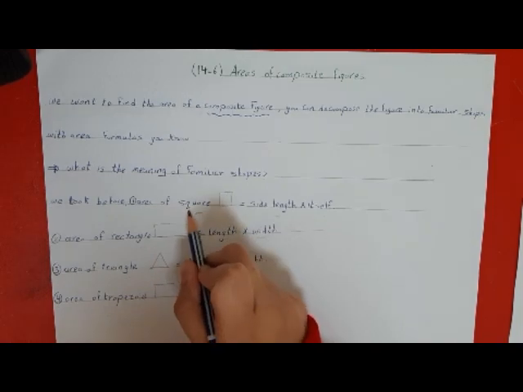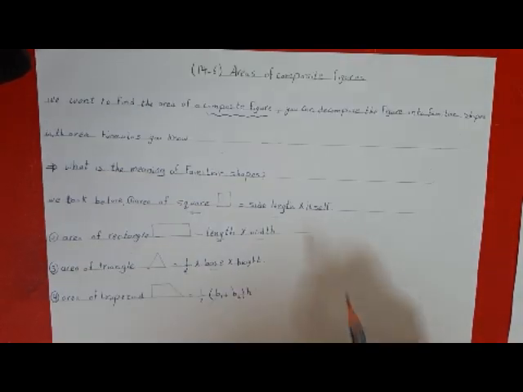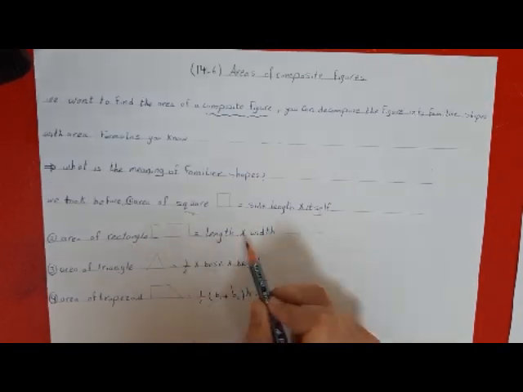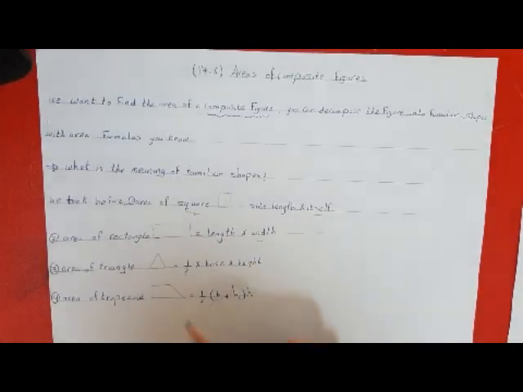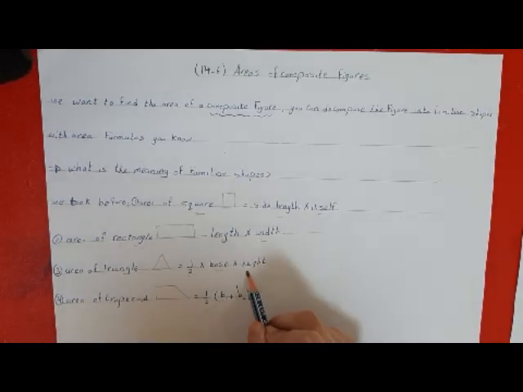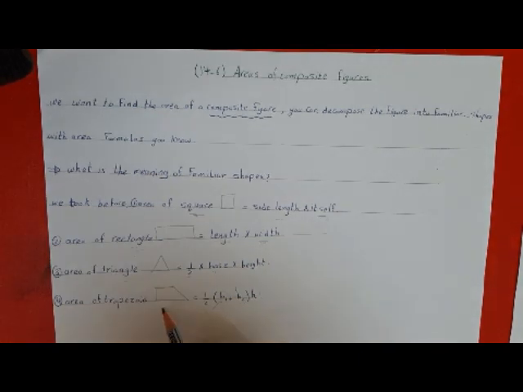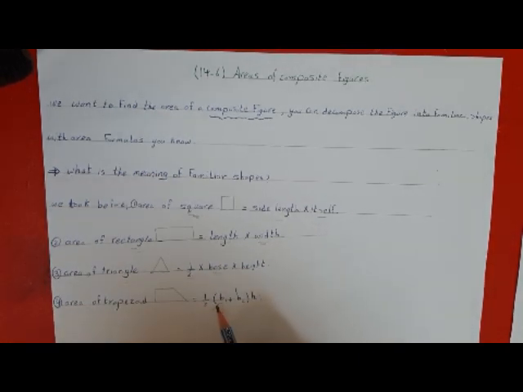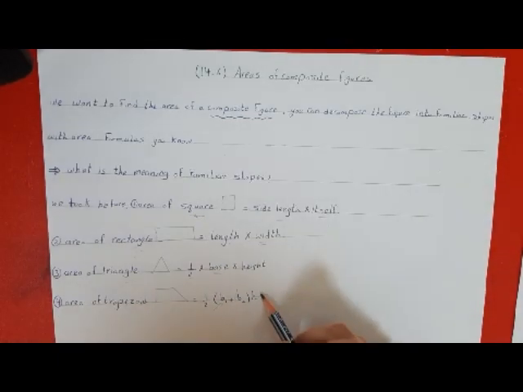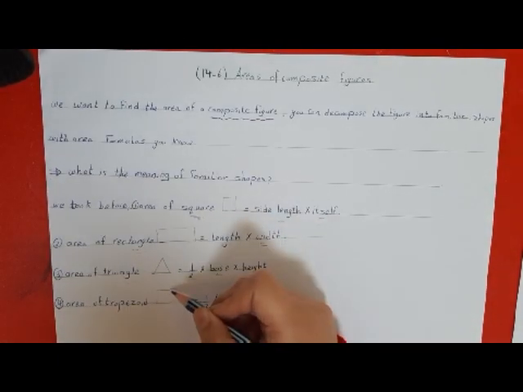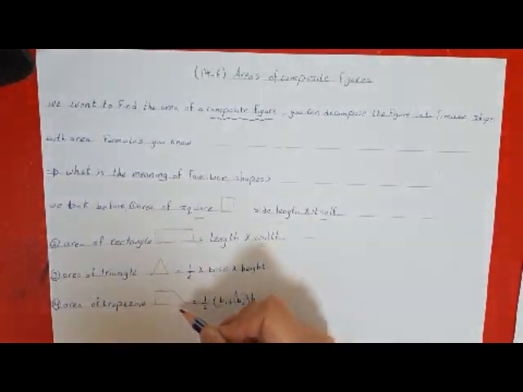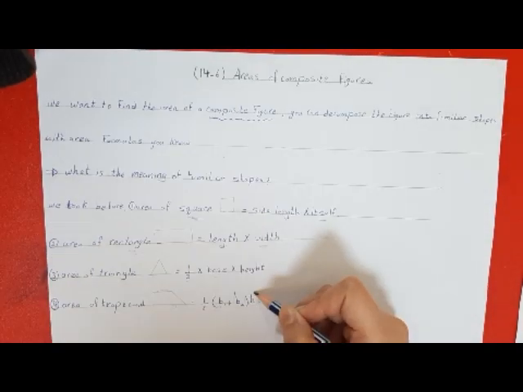We talked before about area of a square. Number 1, area of a square equals side length times itself. Number 2, area of a rectangle equals length multiplied by width. Number 3, area of a triangle equals half times base times height. Number 4, area of a trapezoid equals half multiplied by the sum of b1 plus b2, times the height, where b1 refers to base number 1, b2 refers to base number 2, and h refers to the height.